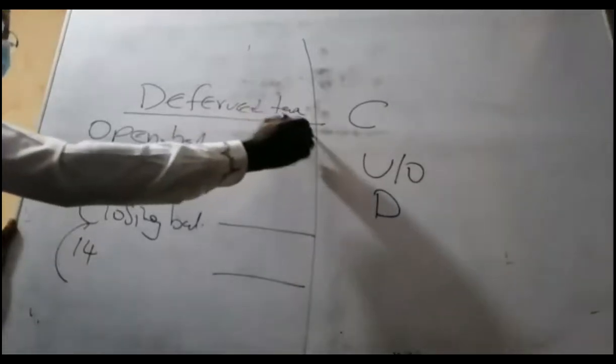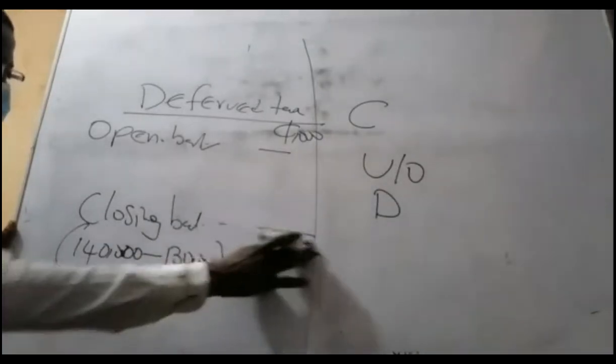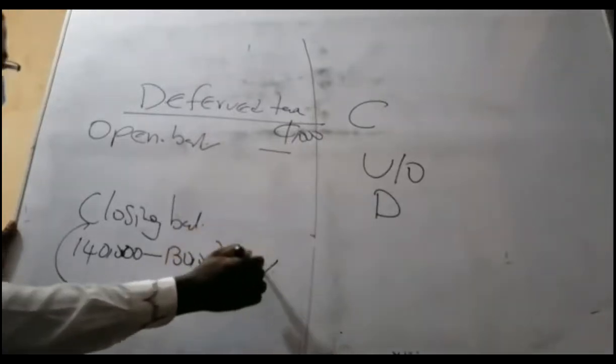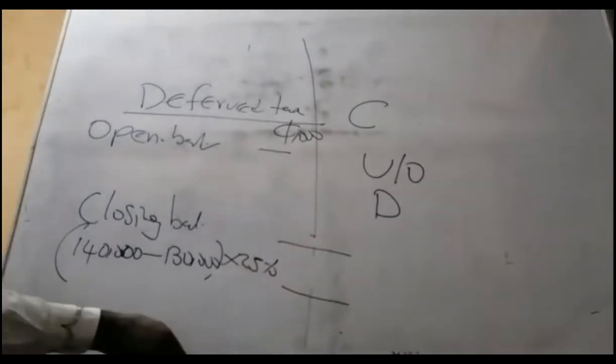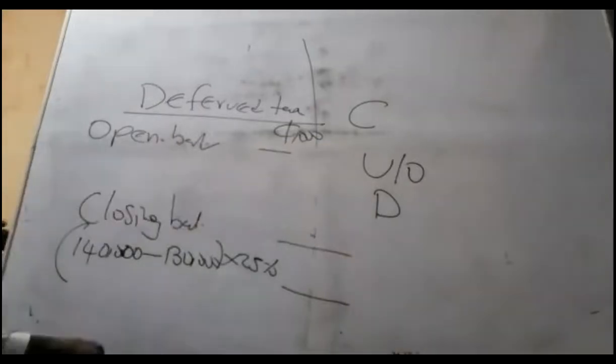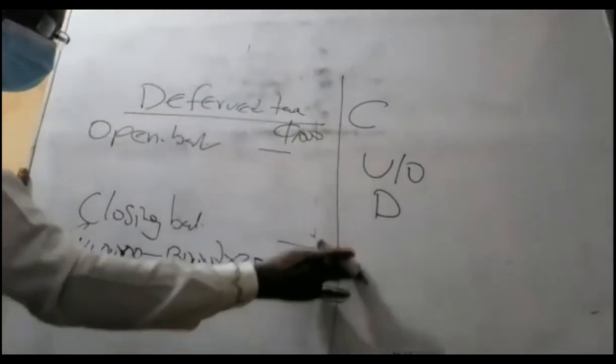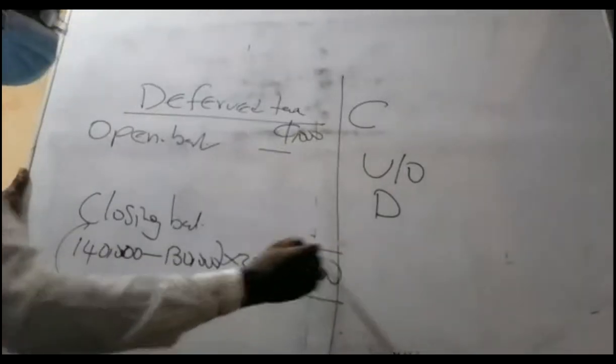So here, let's write three zeros. 140,000 less 130,000 will give us 10,000, all times 25%. That will give us 2,500. So I record the 2,500 here.